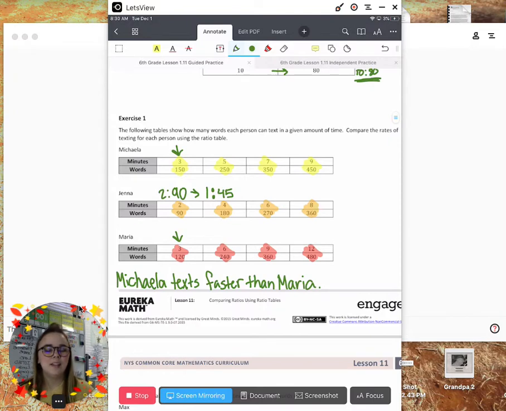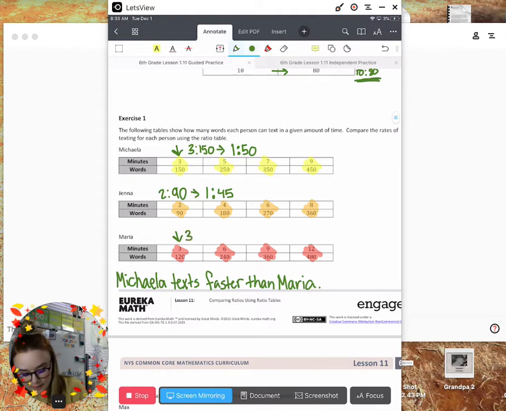But instead, let's make a really good comparison, and we'll scale them all down to how many words they type in 1 minute. So Michaela types 150 words in 3 minutes. Both of those numbers we can divide by 3. We divide 3 by 3 and we get 1. 150 divided by 3 gives us 50. Okay, so in 1 minute she can text 50 words.